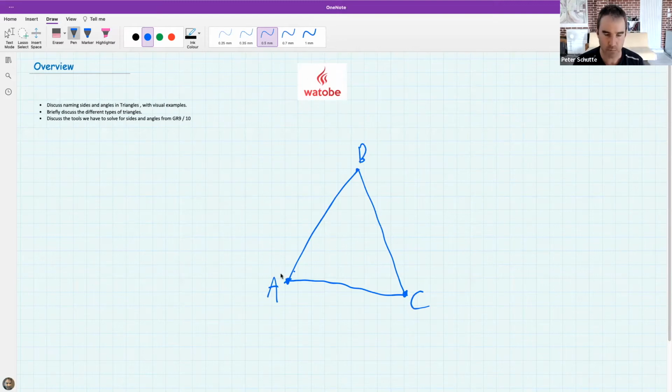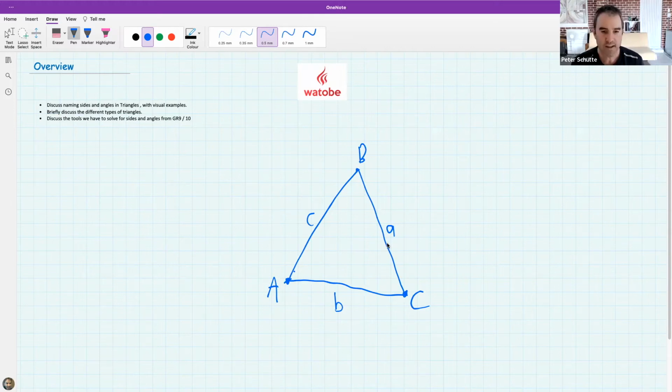In geometry, we use this notation where the angles or the vertices have capital letters, and the little letters are the sides opposite them. So that would be little c, and that would be little b. Often when we're talking about triangles, you'll see the big letters for the corners or the angles and the little letters for the sides.